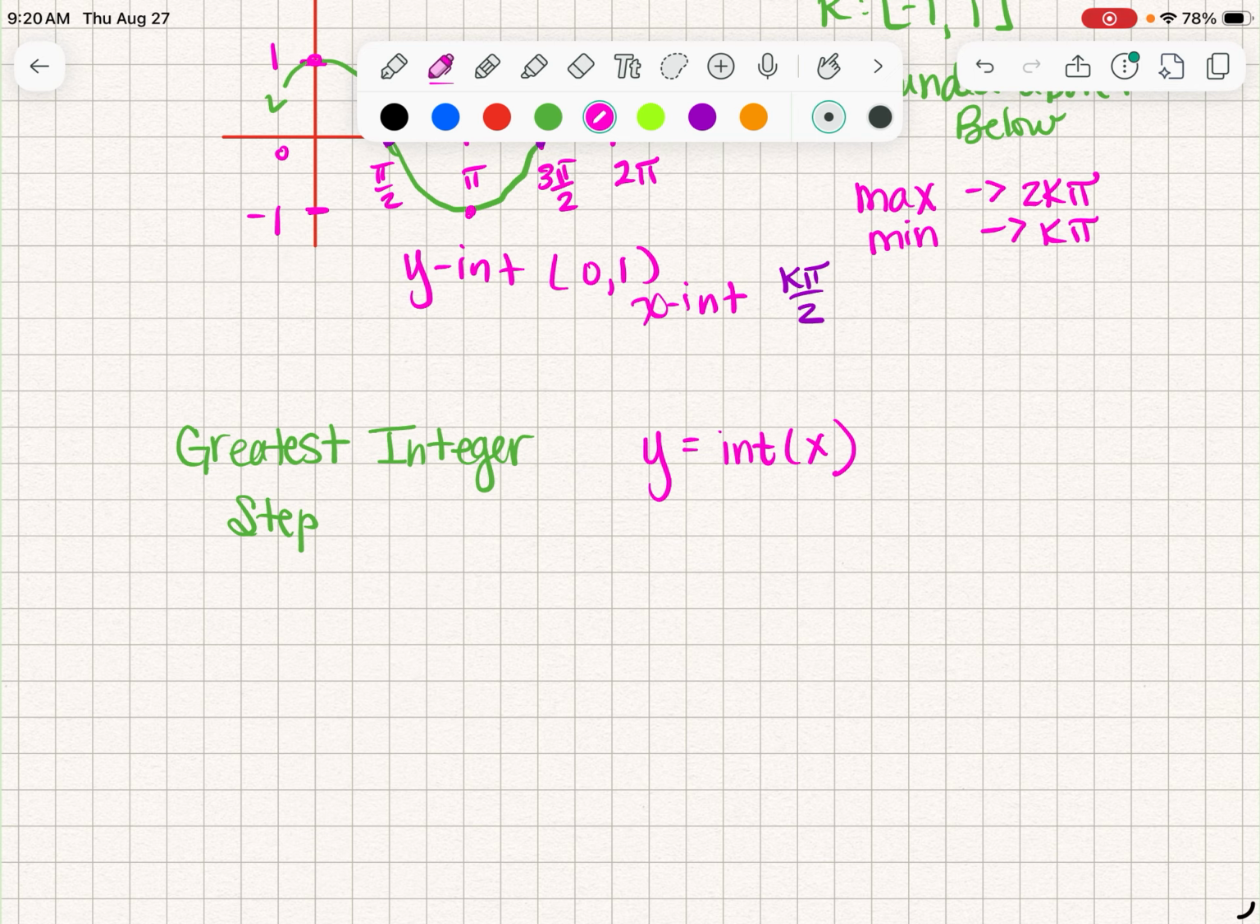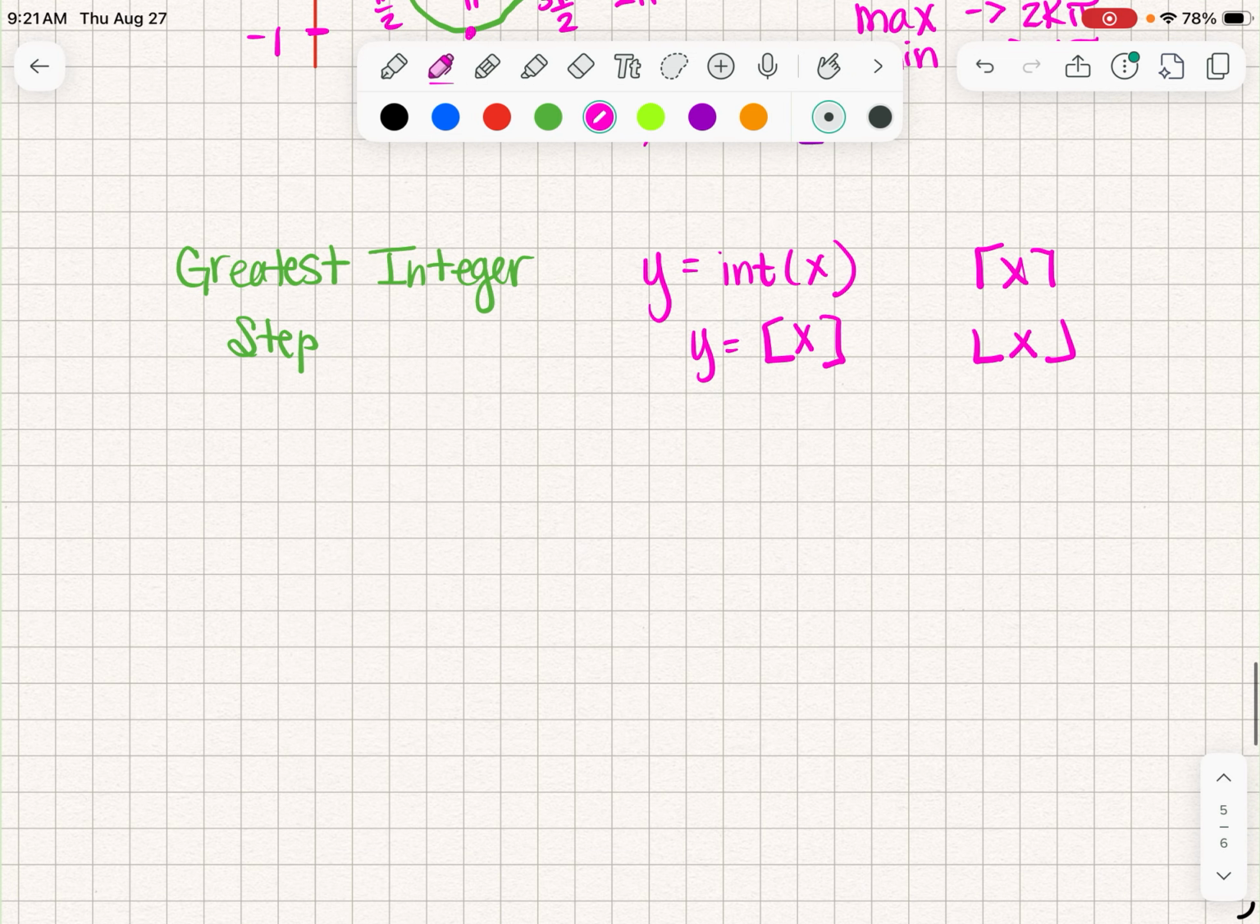Sometimes you'll see it as y equals, and you'll see square brackets around x. And then sometimes, depending on if it's an upper bound or lower bound, they also have floor and ceilings. So you'll see something that looks like that for a ceiling function and that for a floor function. But we're just going to worry about the regular step function. Okay, so the regular step function, the parent step function, looks like this.